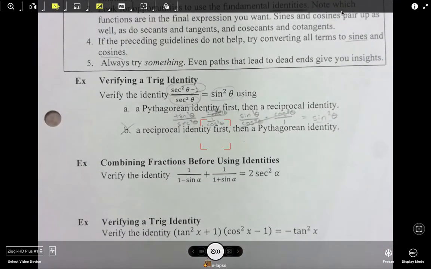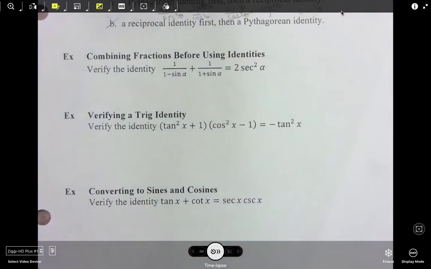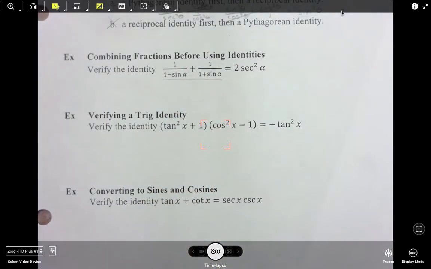So they're just saying you can do it in different orders, and you can try different things. You'll end up with the same answer. So I'm not going to necessarily go through that one. Combining fractions before using identities. So again, we're going to start with the most complicated side first.